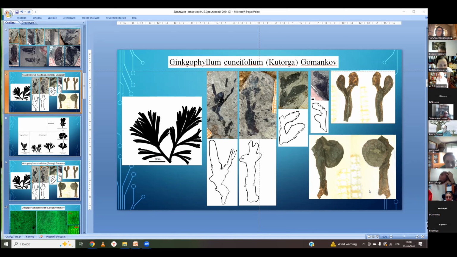For most of them, I have no such ideas. Maybe one type, type 4, is similar to this Ginkgophyllum cuneiform, and so to Platyspermales. But for the others, I have no idea.